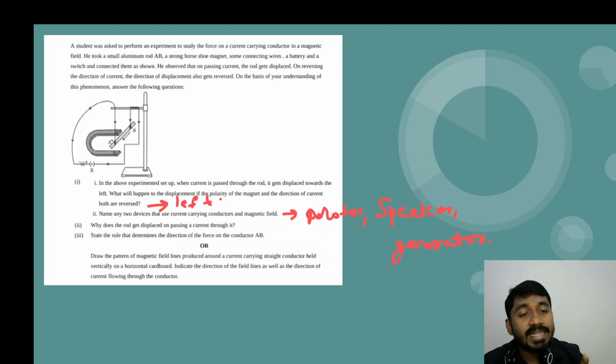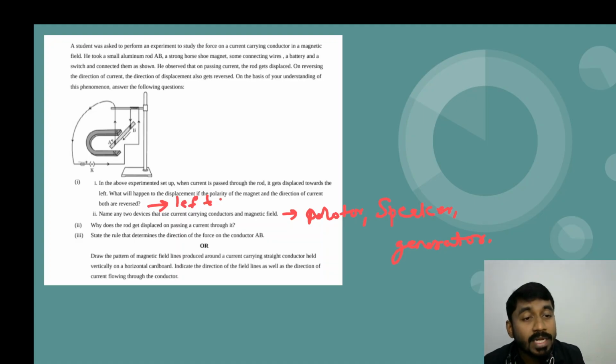State the rule that determines the direction of the force on the conductor. It is Fleming's left hand rule. So place your left hand fingers, the thumb, forefinger and the middle finger. Place the forefinger in the direction of magnetic field, the middle finger in the direction of current, and the thumb will give you the direction of force.